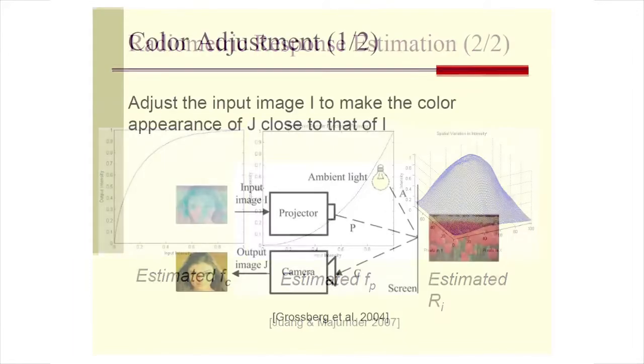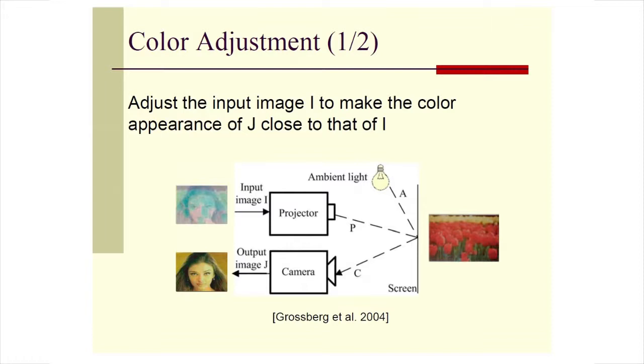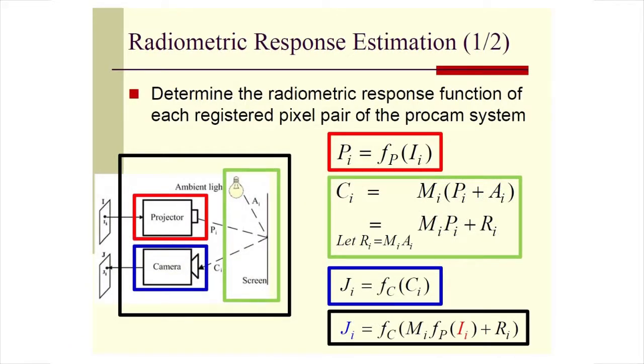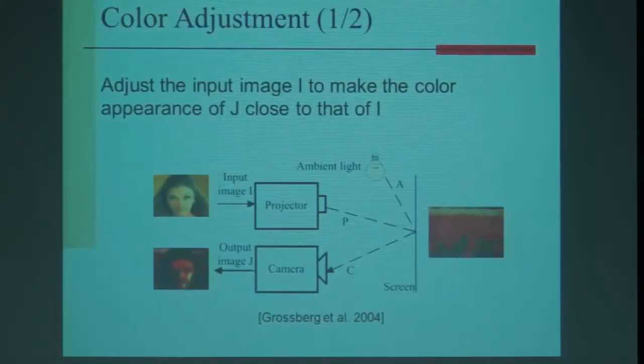Now the last step is called color adjustment, all right? And a simple way is to try to determine the inverse function of the previous one. Like this one, once you determine this, then by taking the inverse of this function, you can determine the input, I, okay? So, and this is an animation. If you project this original image onto the projection surface, and suppose this is the projection surface you are using, or it's a poster with these flowers, okay, with a tulip, right? And then you're gonna get the image like this.